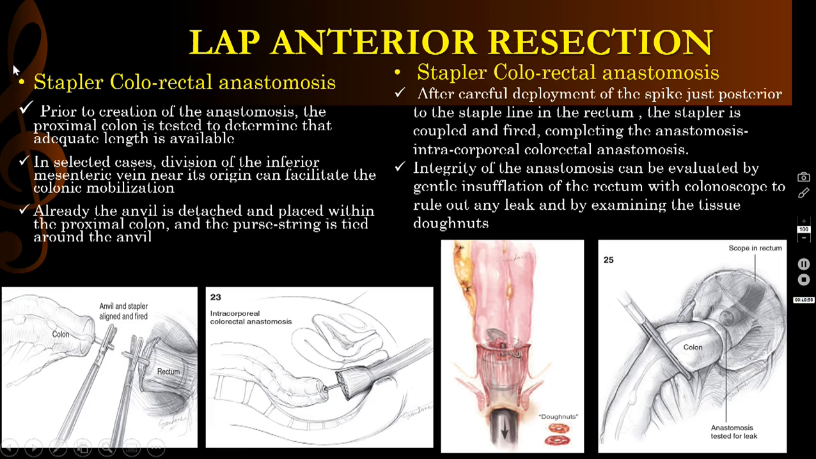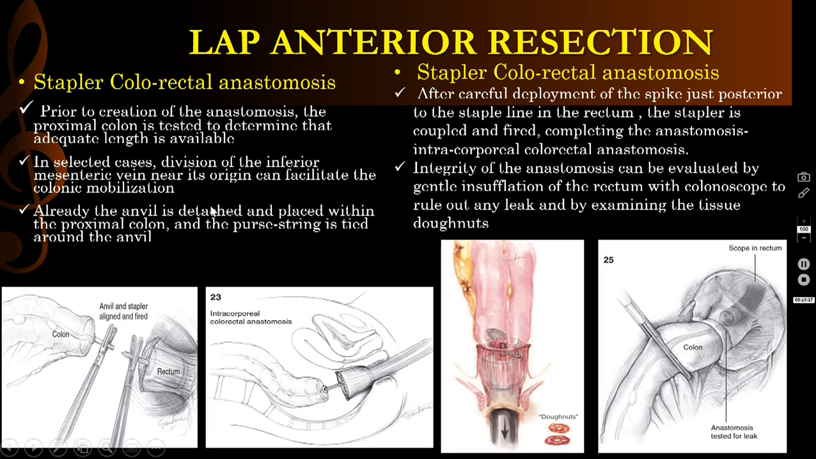Now the next step is we have to do the stapled intracorporeal colorectal anastomosis. Prior to creation of the anastomosis, the proximal colon is tested to determine that adequate length is available. This you have to do. In selected cases, division of the inferior mesenteric vein near its origin can facilitate this colon mobilization.